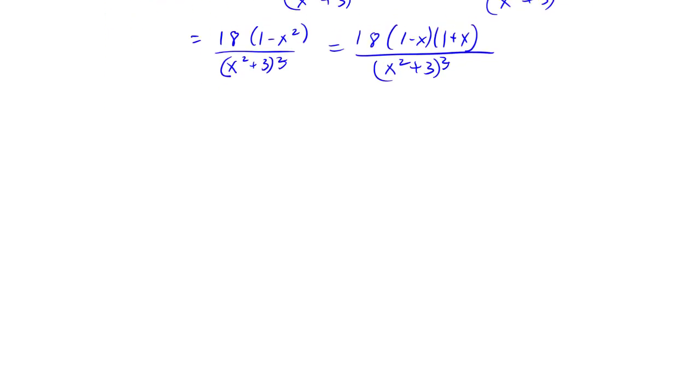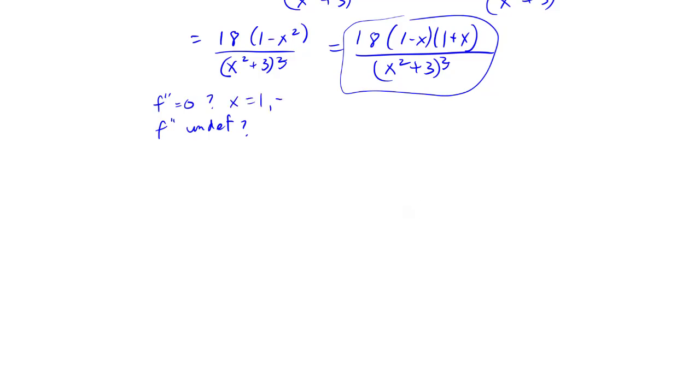And again, we'd want to know, when is our second derivative equal to 0? When is our second derivative undefined? When our original function is defined. The second derivative is obviously 0, if I look at the numerator, at x equals 1 and negative 1, and it's not undefined anywhere.